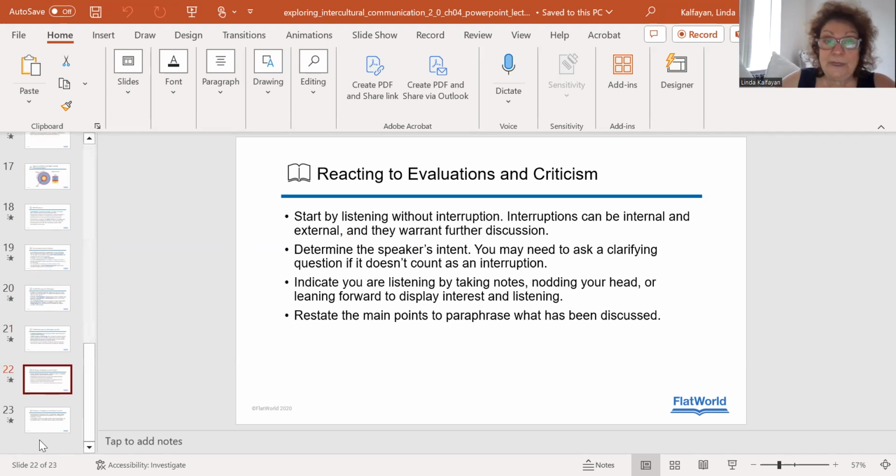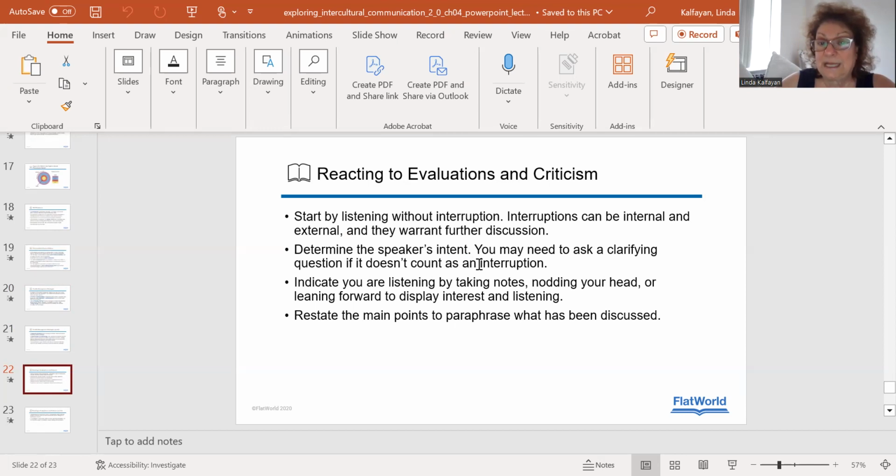Okay, and coming up to the last one, this is what we want to happen. We want to start by listening without interruption. So even if you're getting overly passionate about something, wait until all comprehension is attained before you speak. Interruptions can be internal and external, and they warrant further discussion. So, we get preoccupied. So there's your internal.